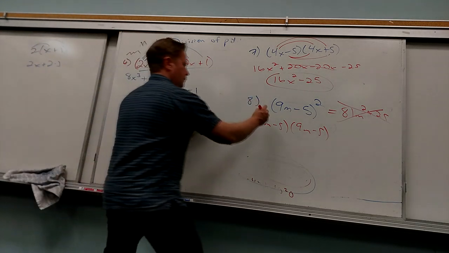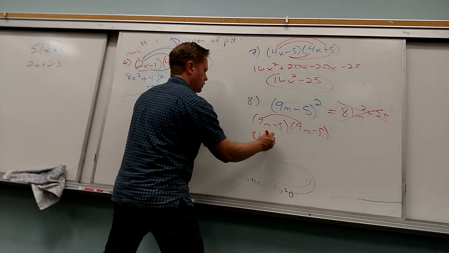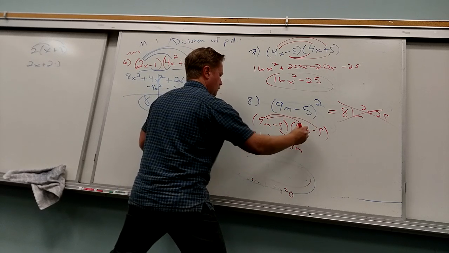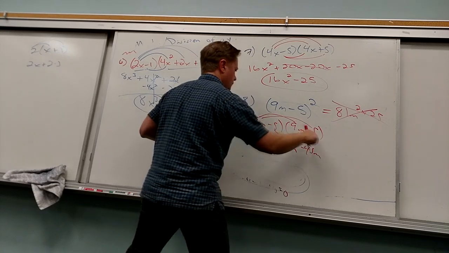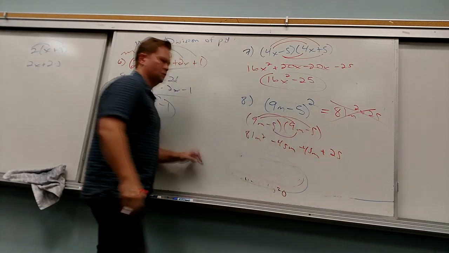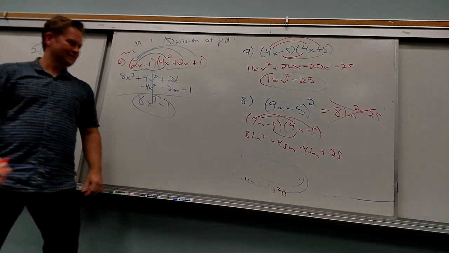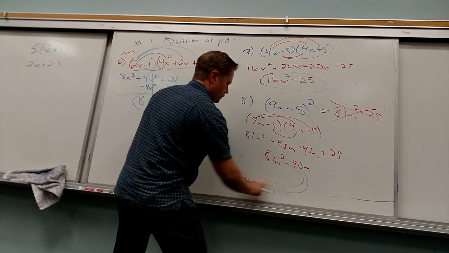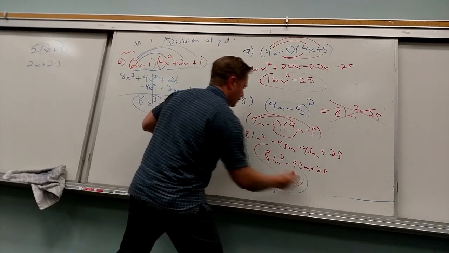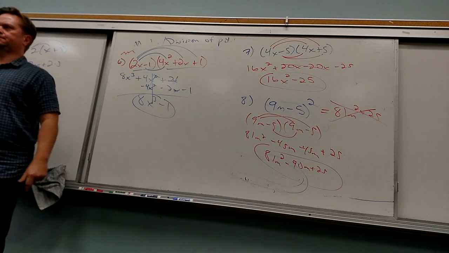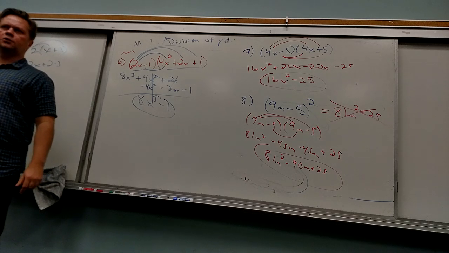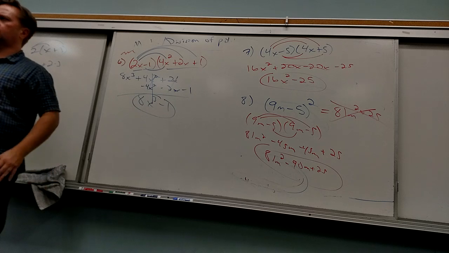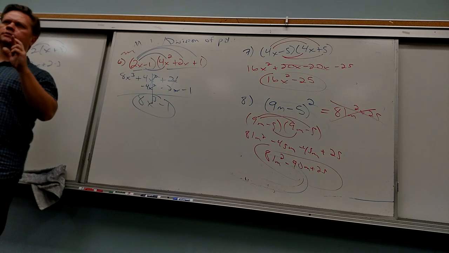So you get 81m squared minus 45m plus 45m plus 25. 81m squared minus 90m plus 25. Bam. Middle terms don't cancel because they're both the same sign. They're not going to kill each other. Is that one called anything? No. Sorry.